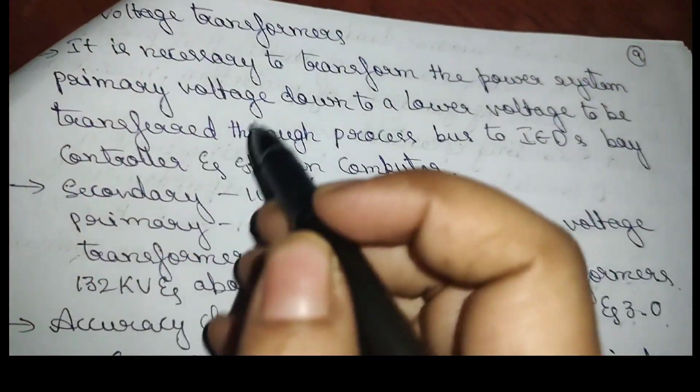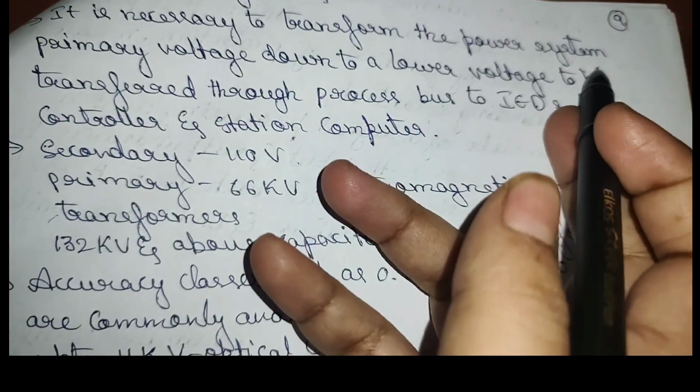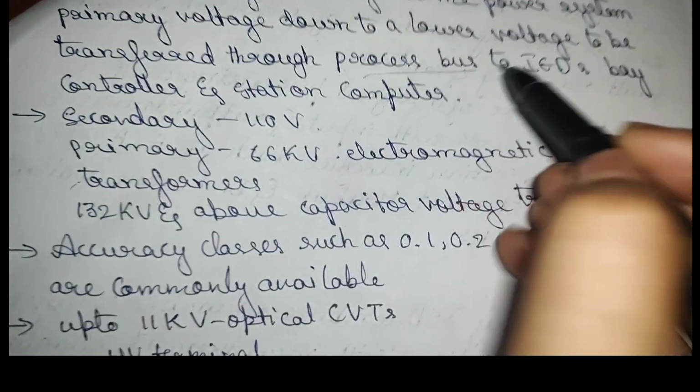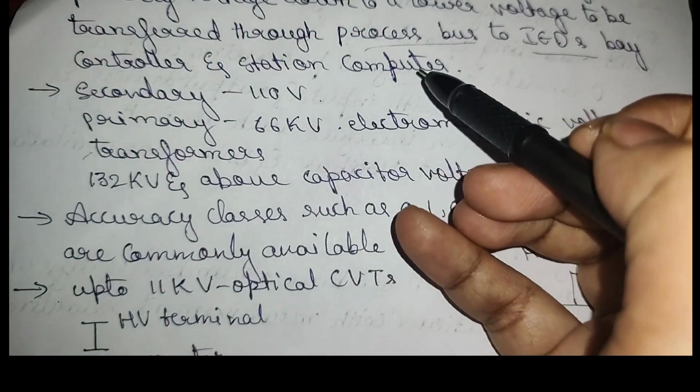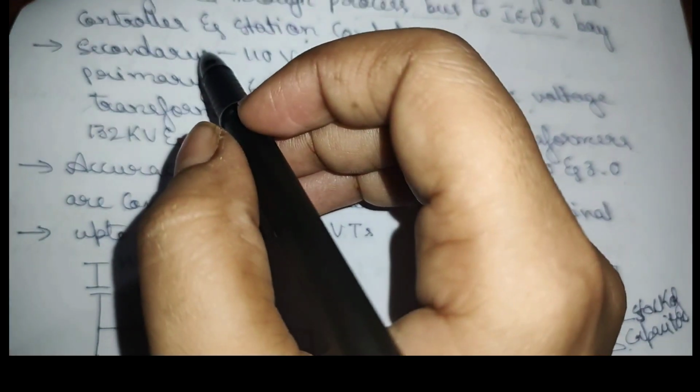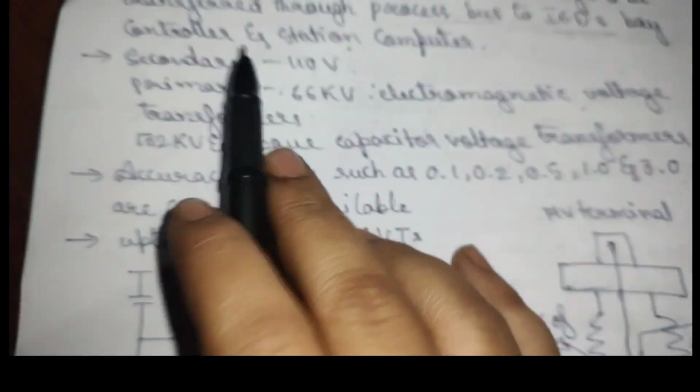Voltage transformer. It is necessary to transform the power system primary voltage down to a lower voltage to be transferred through the process bus to the IED, bay controller and station computer.